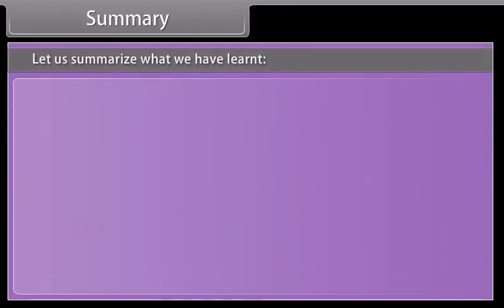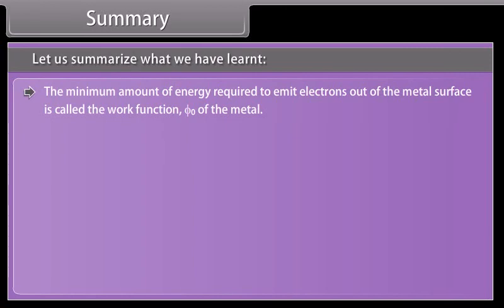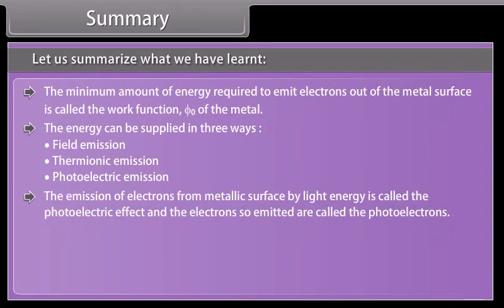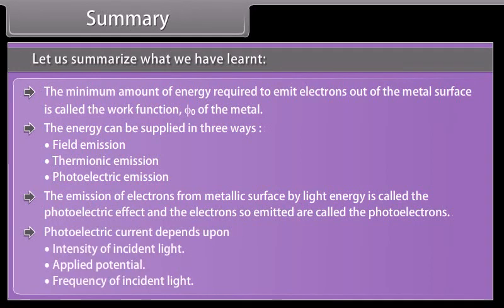Summary. Let us summarize what we have learned. The minimum amount of energy required to emit electrons out of the metal surface is called the work function phi 0 of the metal. The energy can be supplied in three ways: field emission, thermionic emission, photoelectric emission. The emission of electrons from a metallic surface by light energy is called the photoelectric effect, and the electrons so emitted are called photoelectrons. Photoelectric current depends upon the intensity of incident light, applied potential, and frequency of incident light.